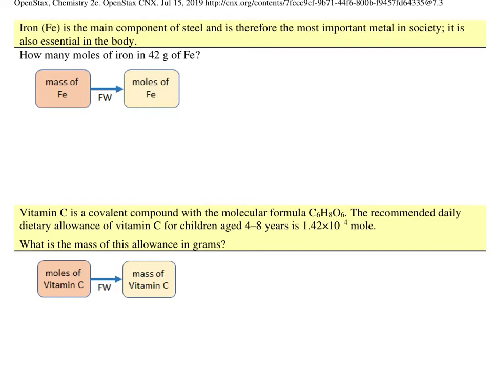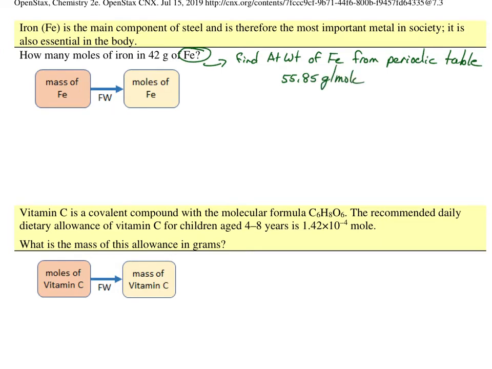In this case, the chemical of interest is an element. So we're going to find the atomic weight rather than the formula weight of iron from the periodic table. And we find that it's 55.85 grams per mole. Now from this identity, we're going to write two conversion factors.